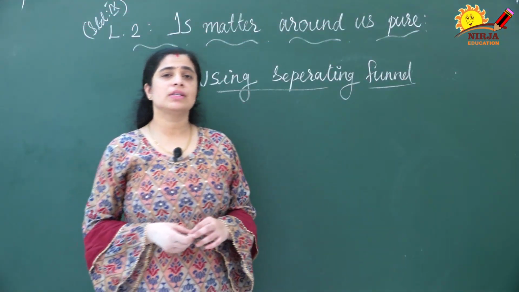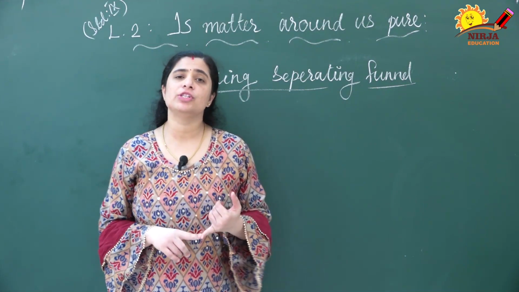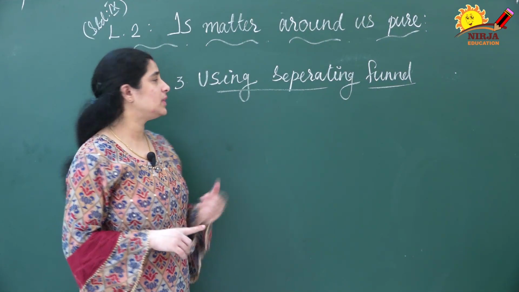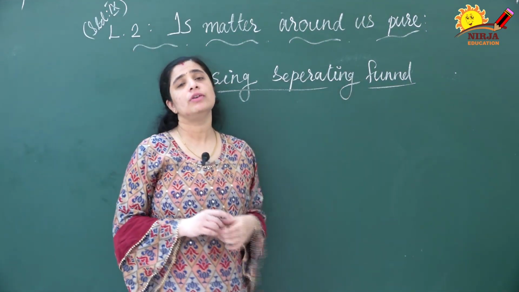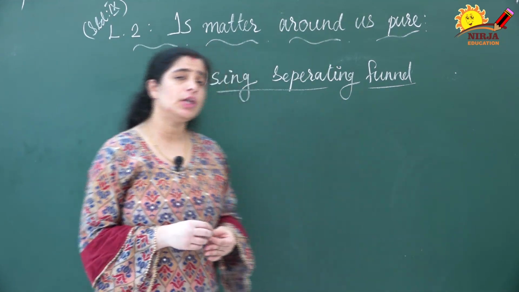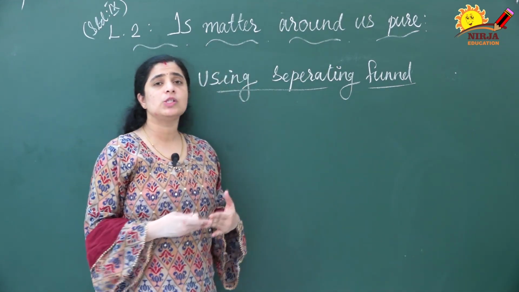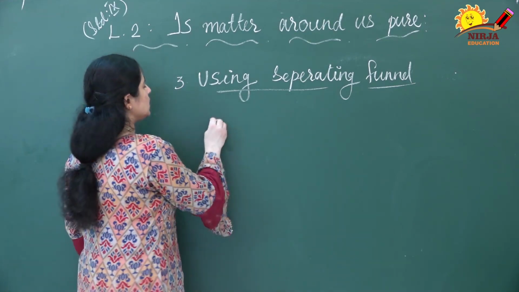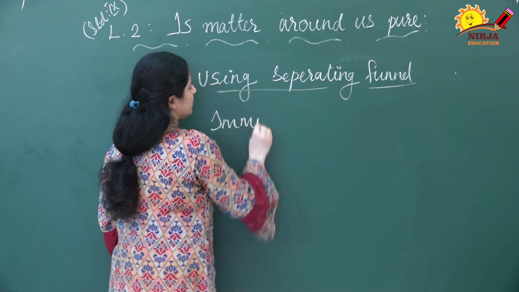So now we have discussed two methods, that is evaporation and centrifugation. Next we are going to discuss the third method, that is using a separating funnel. How can we separate two immiscible liquids? To separate two immiscible liquids we use this separating funnel. So what are immiscible liquids?